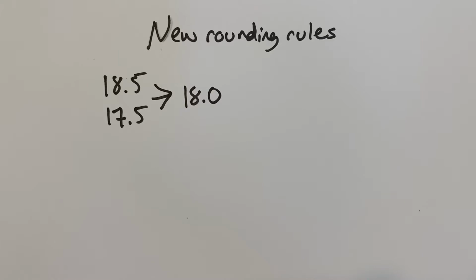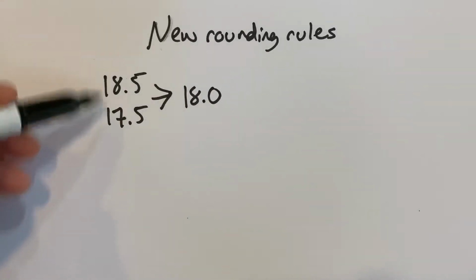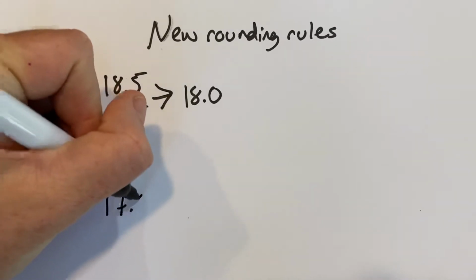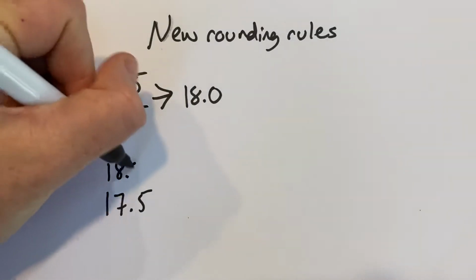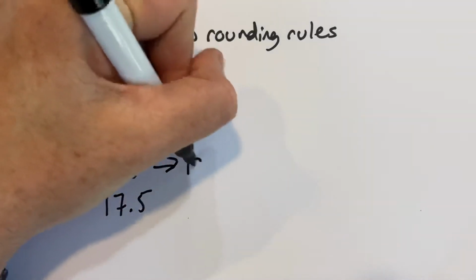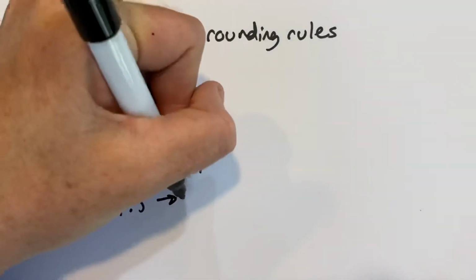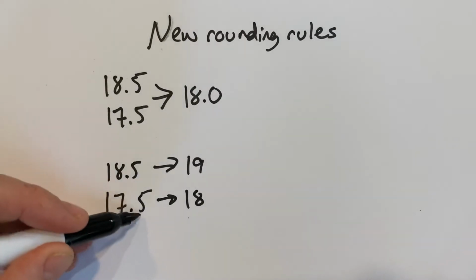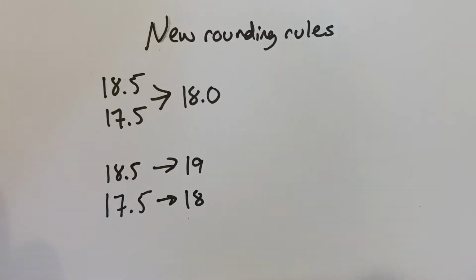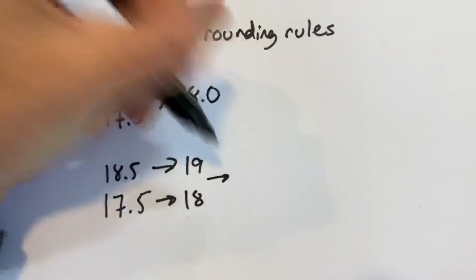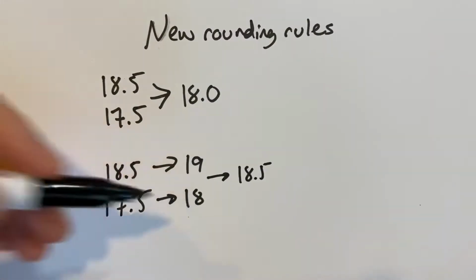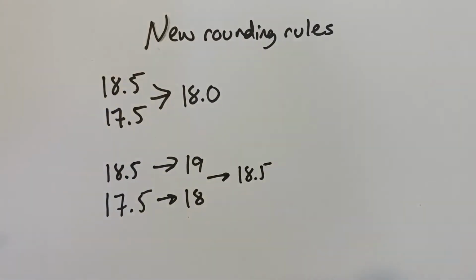Now if we go ahead and round each of these using our old rule, 18.5 would round to 19, right? And 17.5 would round to 18, because if it's 0.5, you round up, and hopefully you've got a pretty decent idea about those rounding rules. Now let's take an average of this. An average of this would be 18.5. In other words, if you took 19 plus 18, added them up, and divided by 2, you get 18.5.